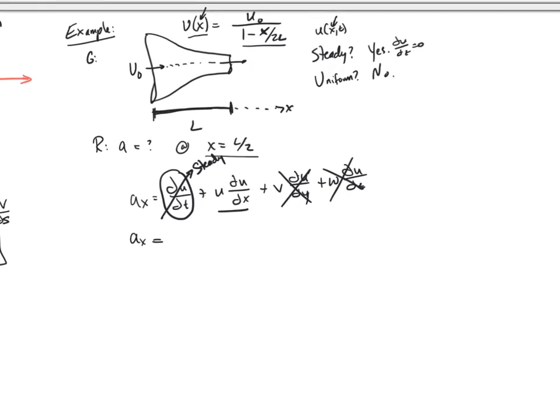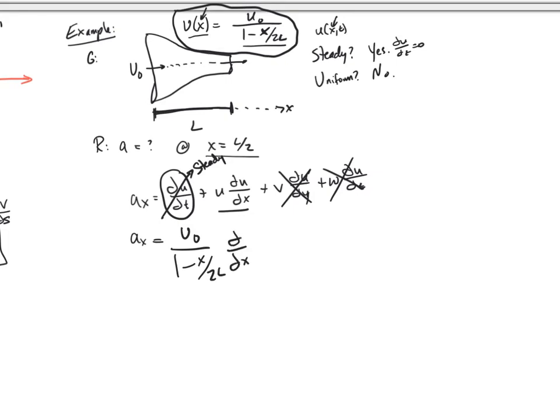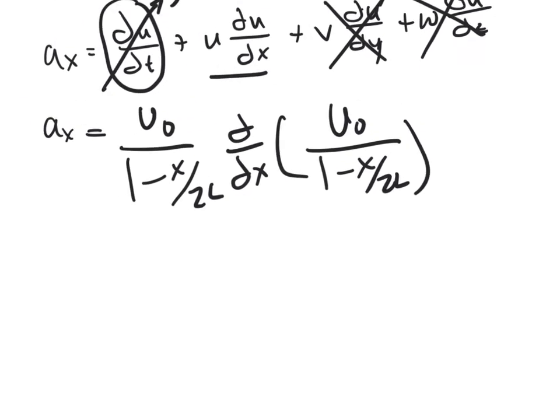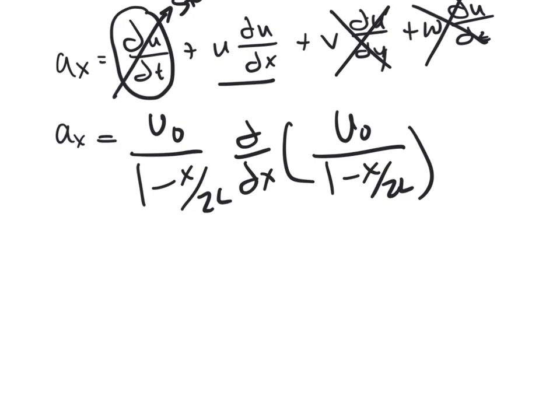So u, if I copy u from up here, is u naught times (1 minus x over 2L), times du/dx, and now that's going to be u naught over (1 minus x over 2L). Okay, so now this is just a math problem. Notice the only acceleration that's happening here is the convective acceleration. Again, remember these are the convective acceleration terms.